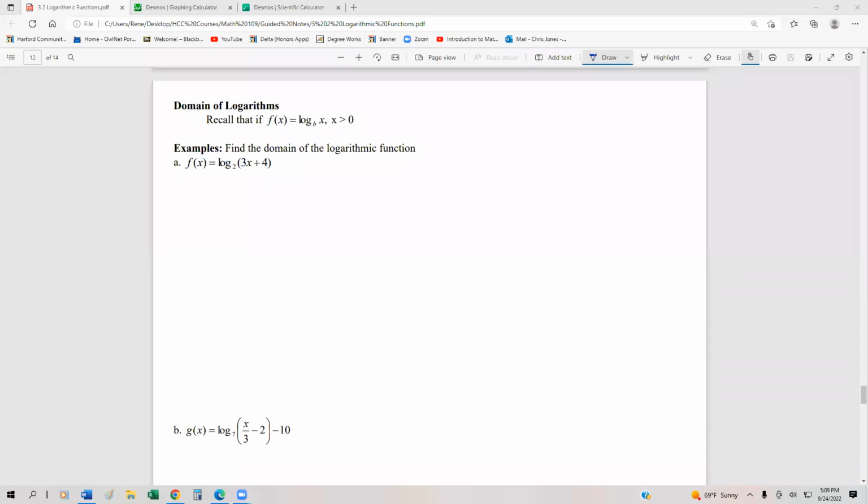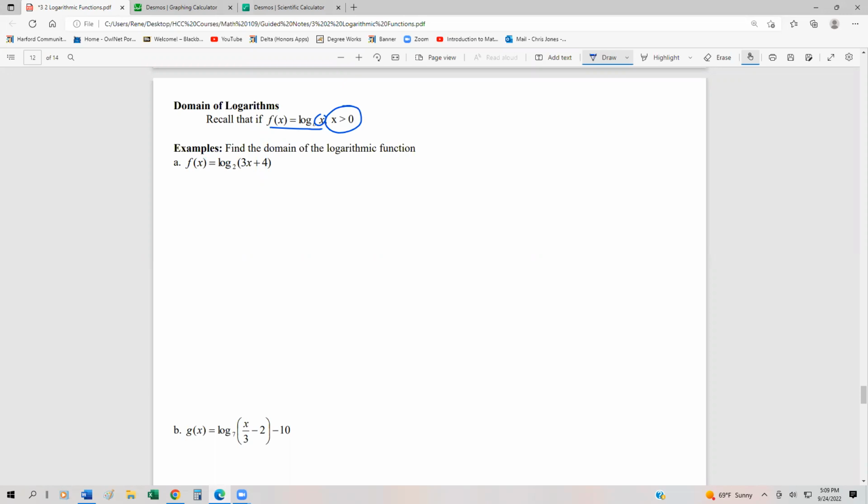The last section of this video series on logarithms, we're going to start talking about the domain of a logarithmic function just by looking at it analytically as opposed to geometrically. Recall that if we have log base b of x as a function, then we just want to make sure that whatever's inside of that logarithm, the independent variable expression, is greater than 0.